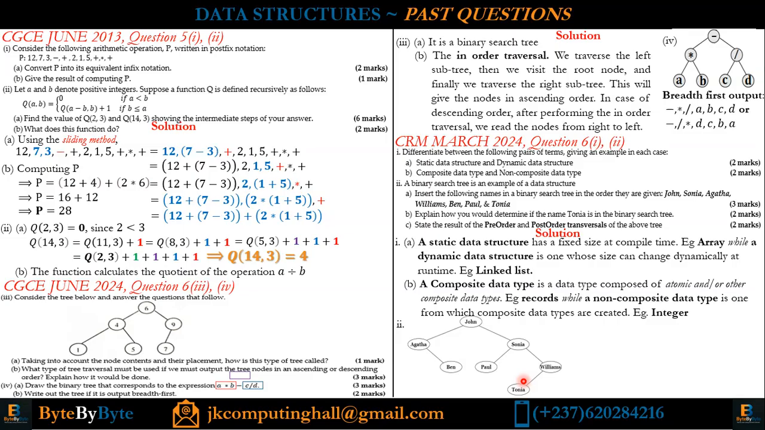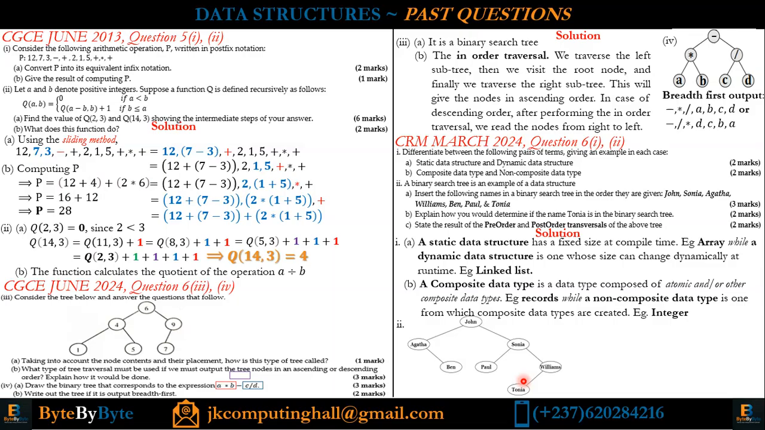The B part says, explain how you will determine if the name Tonya is in the binary search tree. How will you determine? First of all, we are going to compare Tonya with our root, which is John. We see that there is no match between the root and the element we are searching for. So, Tonya will be compared with the values to the right of John, since T is above J. T will be compared to S, and since there is no match and T is above S, T will be compared with the values to the right of Sonia.